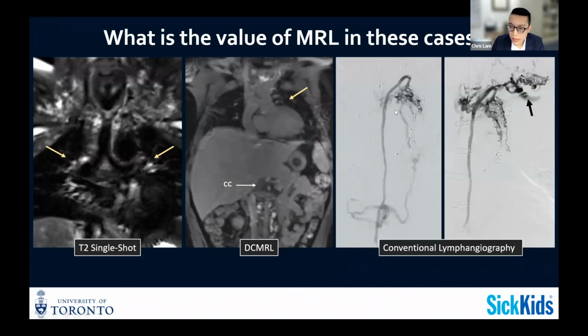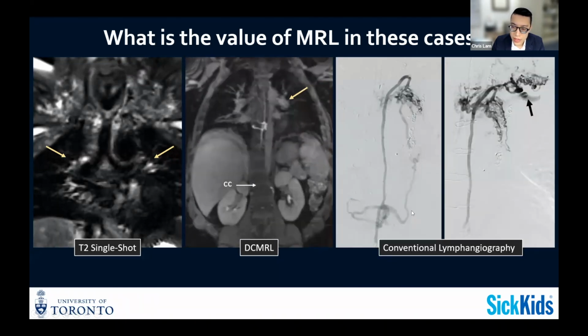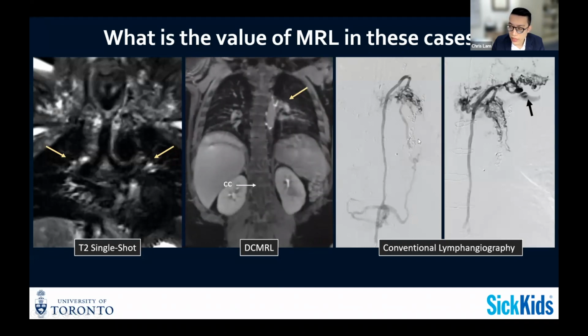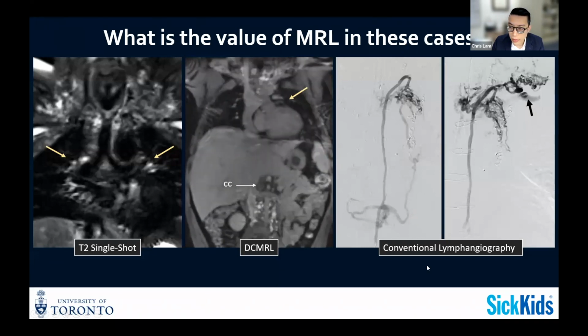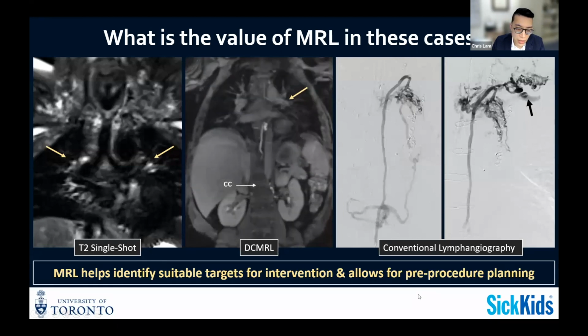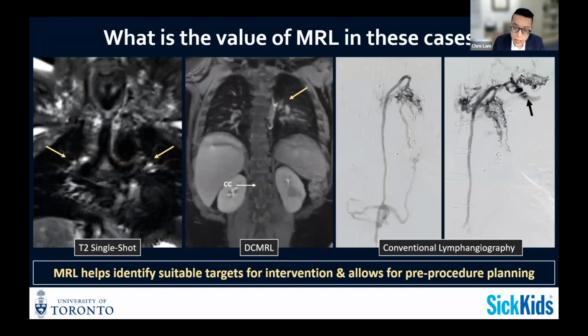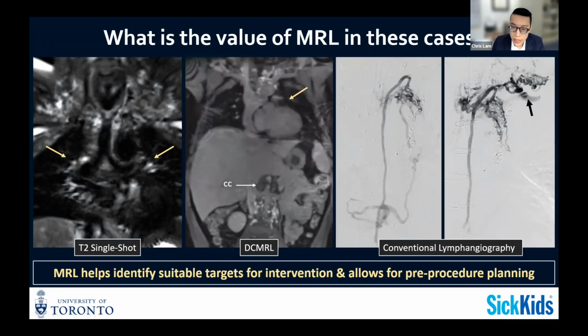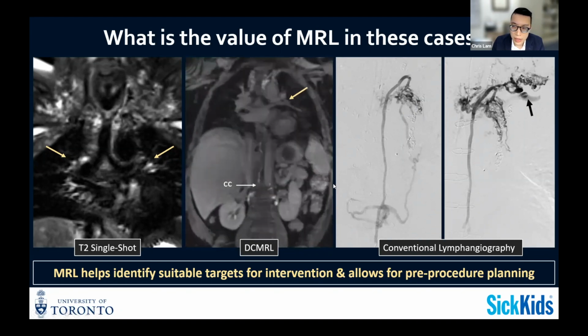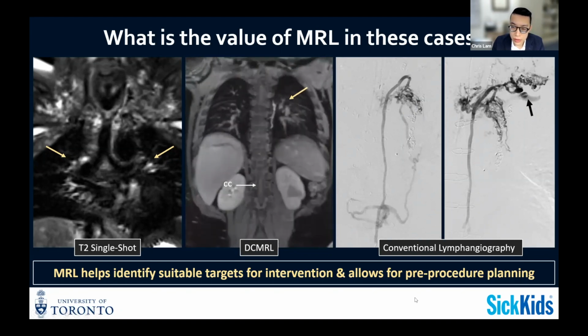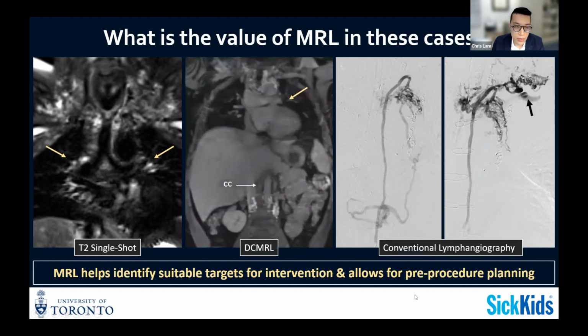And these can be selectively cannulated using conventional lymphangiography and embolized. So MRL helps identify suitable targets for intervention and also allows for pre-procedure planning. Sometimes we do the MRL and directly afterwards go directly to intervention in the same anesthetic.